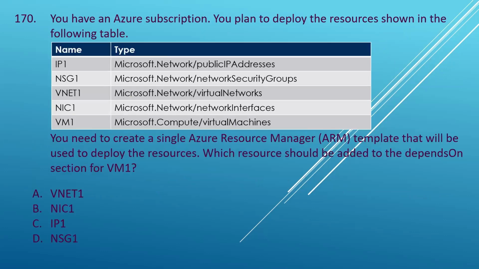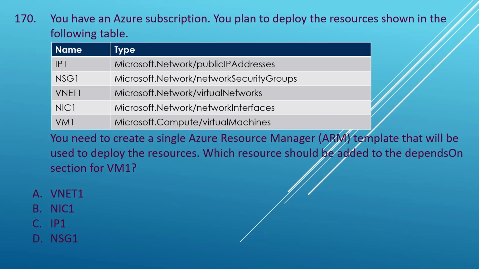Question number 170. You have an Azure subscription. You plan to deploy the resources shown in the following table. You have 5 resources, basically IP1, NSG1, VNet1, NIC1, VM1, and their types are defined. Obviously, the first 4 resources are Microsoft.Network type, and the 5th one, being a virtual machine, is a compute resource, which is Microsoft.Compute. You need to create a single Azure Resource Manager template that will be used to deploy the resources.